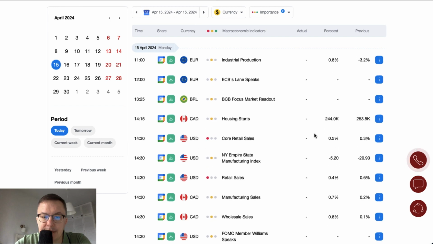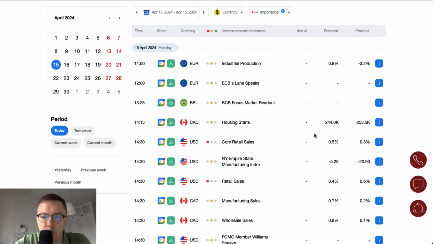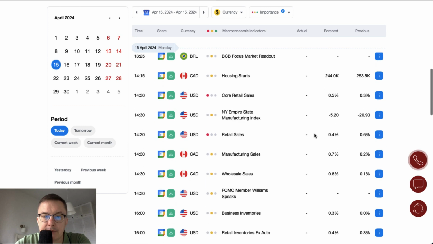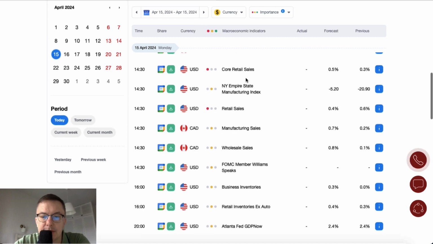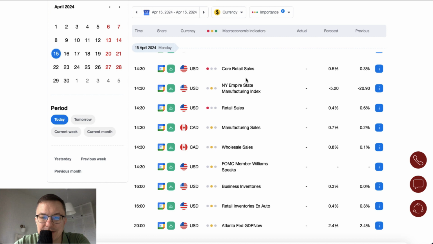ECB Lane will give a speech at noon, and 1 hour before that we got the data from the Eurozone in form of the industrial production, 11 o'clock a.m. During the New York session we got the housing starts from Canada scheduled for release 2:15. Then we got core retail sales and the retail sales data from the US. Those two are the major events for today, very important.